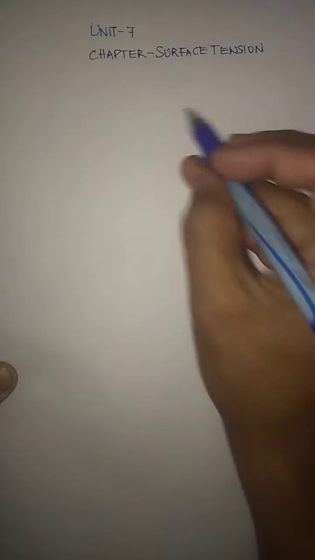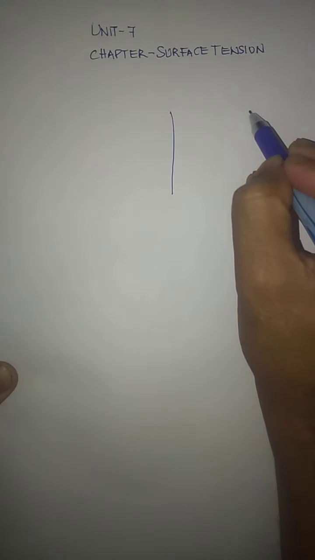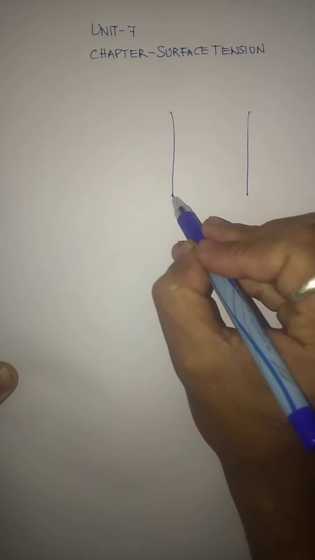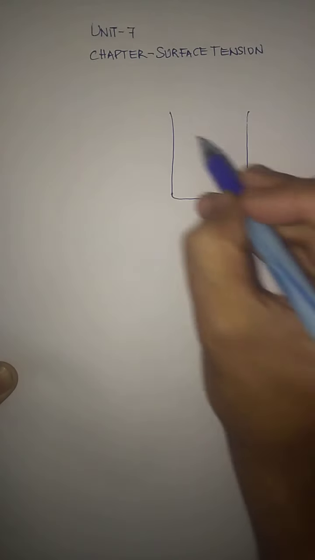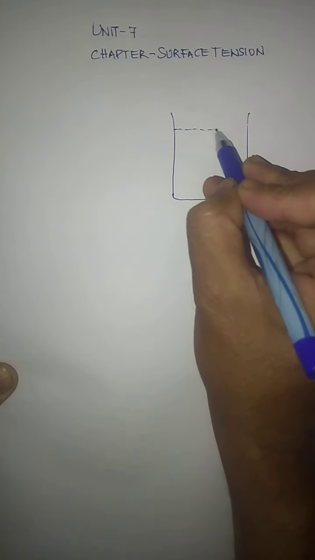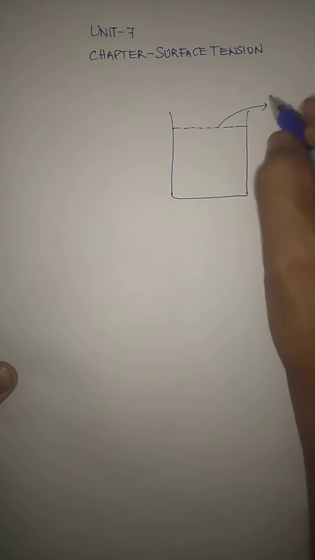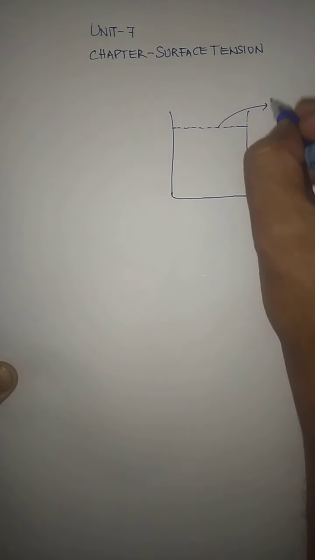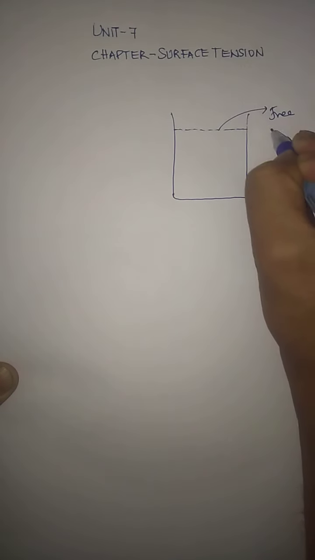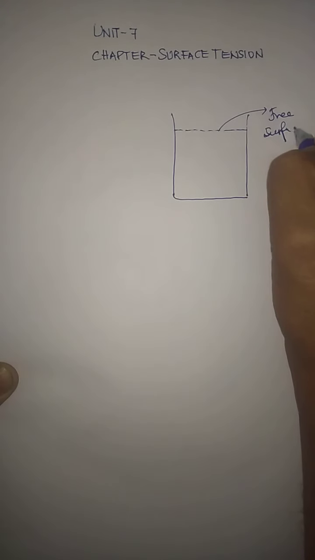Let me just tell you that tension means force. Now surface, as we know, is usually the free surface of the liquid. When we take liquid in a beaker and fill the liquid in a container or beaker, then the surface which we see is called the free surface.